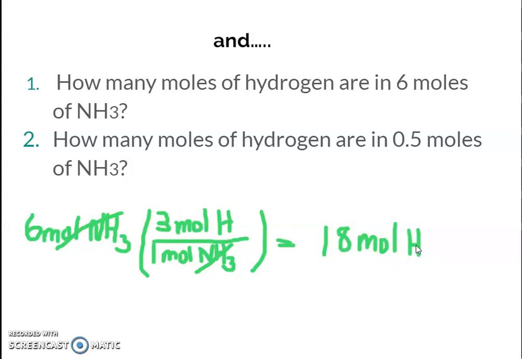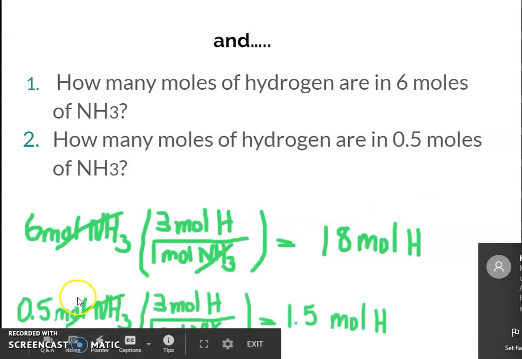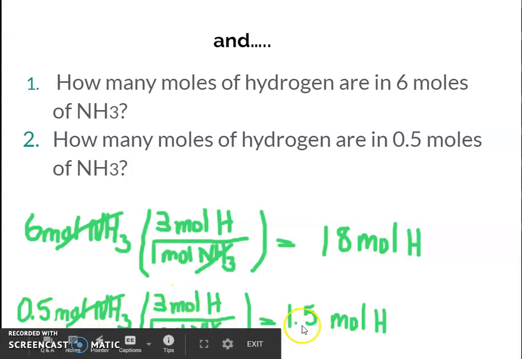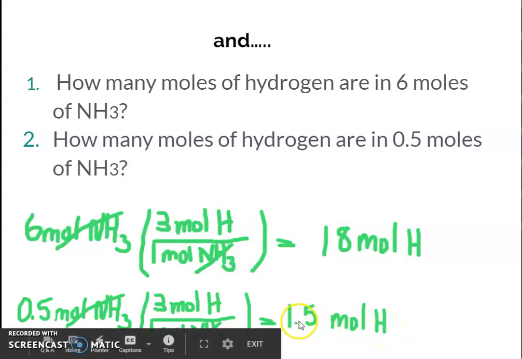Okay, now would be a good time to pause, if you haven't been doing this already, and see if you can figure out how many moles of hydrogen are in 0.5 moles of NH3. Okay, are you back with us? So this is how you should have set it up. 0.5 moles of NH3, you have the same conversion factor, and you get 1.5 moles of hydrogen. All right, and that kind of makes sense because if we multiply 0.5 by 3, we get 1.5.